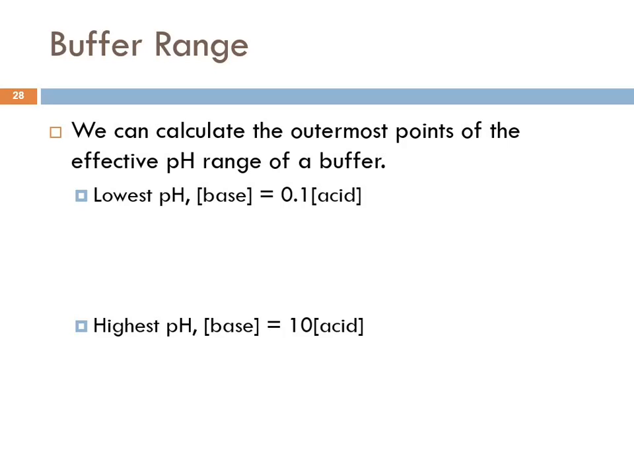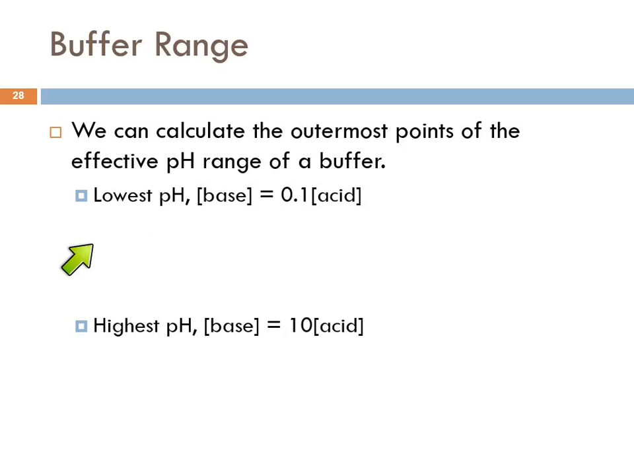Then there's also a matter of the effective pH range of the buffer. The absolute range will be centered around the pKa of the buffer itself. But what's the range over which it's going to be effective? Well, remember we said that we had that guideline ratio of base to acid should be greater than 0.1 and less than 10. So our lowest pH would be where the base is equal to 0.1 times the acid.